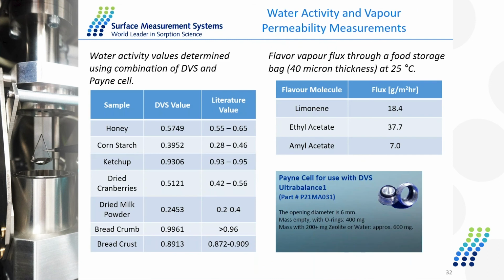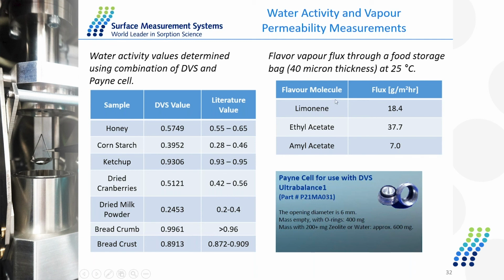And we can also use the paint cell for the water activity determination inside the food sample. So here, by doing a series of calibrations with different salt solutions, we could measure the water activity content in the food material. For example, here we measure the honey, ketchup, or starch sample at this kind of condition, and the value we get from the DVS experiment has very good agreement with the literature value as well.